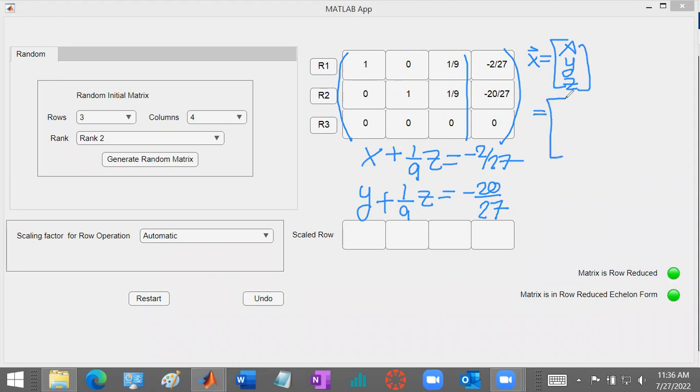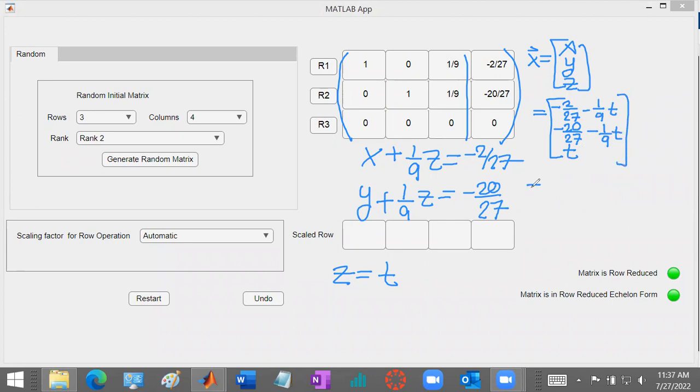Well, we just plug in the things that we solved for. Actually, z here is going to be free. So let's say z is t, a free parameter, so that we're not mentioning the variables anymore. It's just writing in terms of the parameter. So z is t, we have t down here. x is -2 over 27 minus 1/9 z, which is just 1/9 t. So -2 over 27 minus 1/9 t. Same thing here: this is -20 over 27 minus 1/9 t.